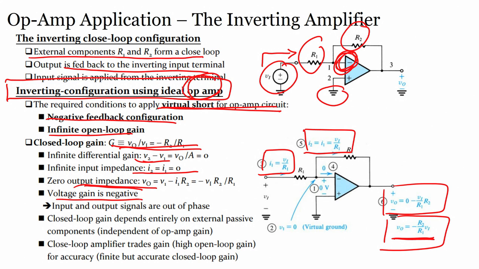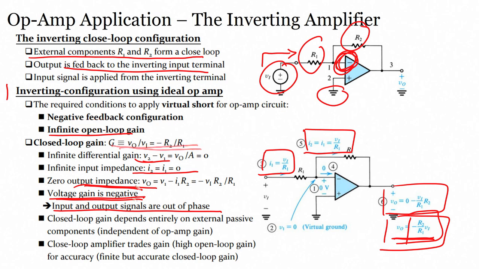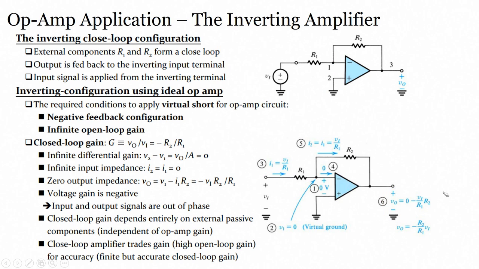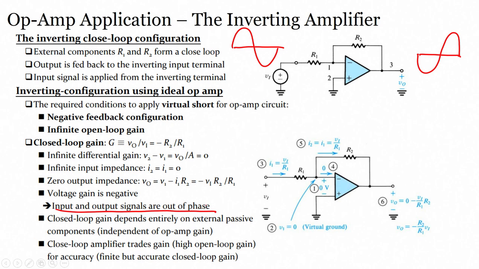Voltage gain is negative, right. You can see here, negative of R2 by R1 into V1. Input and output signals are out of phase, this is very important. This we have already seen in the theory class. What we have seen is that when we apply the input signal to the inverting amplifier, the output would be opposite phase. So, we apply a signal, and we will see output which is opposite phase, this is a 180 degree phase shift, alright. So, this is what is written, that input and output signals are out of phase, right.